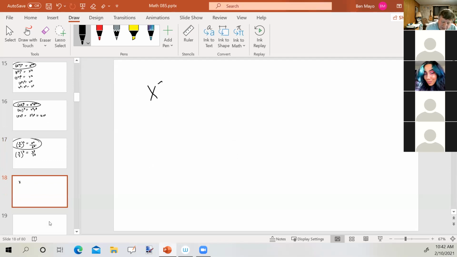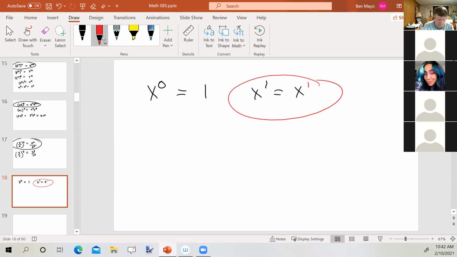A variable raised to the 0 power is 1. A variable raised to the 1 power is just the variable. It's the same thing. In other words, there's an implied 1 exponent on the variable in this context.